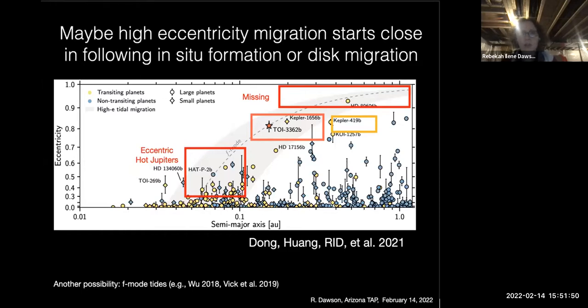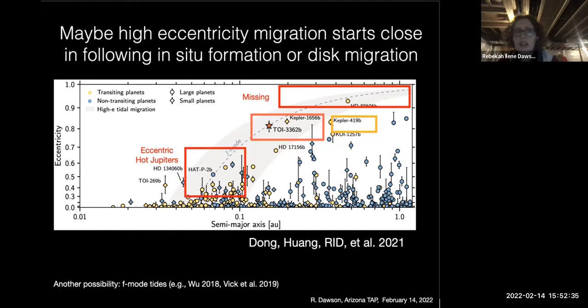So we've recently been thinking that maybe high eccentricity migration happens, but it starts closer in than we thought, not out where our own Jupiter is, but fairly close to the star following in-situ formation and disk migration. That's one explanation for why the planets further back are missing, why we have these failed hot Jupiters that never got eccentric enough to tidally circularize, and why we are starting to detect planets at, say, about a fraction of an astronomical unit that are in the midst of tidal circularization.